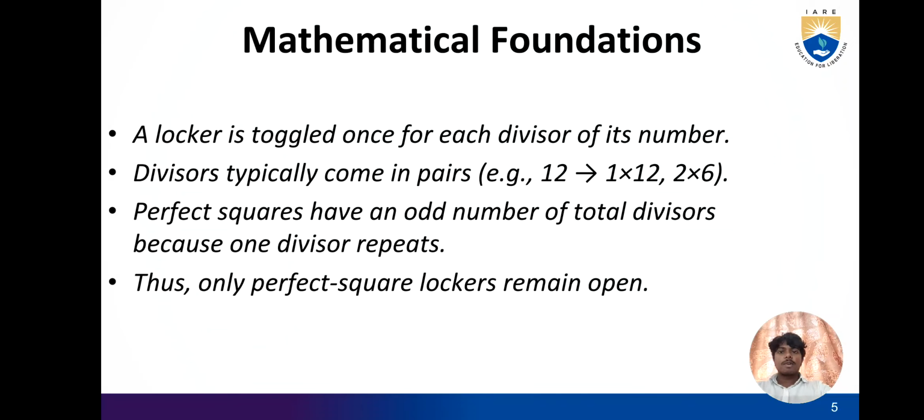For example, locker 9 is toggled by students 1, 3, and 9, 3 times, which is odd, so it stays open. Locker 12 is toggled 6 times, which is even, so it ends up closed. In summary, only perfect squares have an odd number of factors, which means they are toggled an odd number of times and remain open at the end.